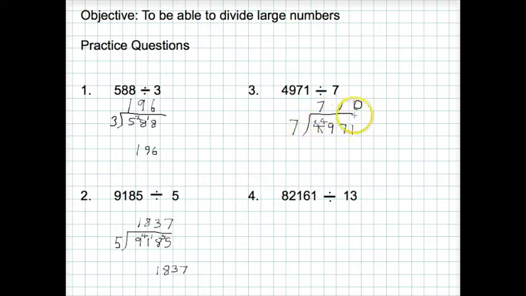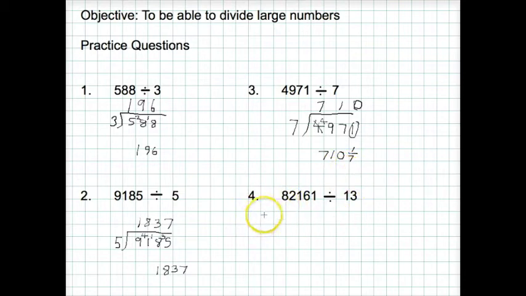So we get 710. But of course this 1 here is a remainder, so instead of just writing 710 remainder 1, I'm going to write this as a fraction. I put the 1 remainder here, and because we were dividing by 7, that becomes the denominator of our fraction, which gives us 710 and 1/7.